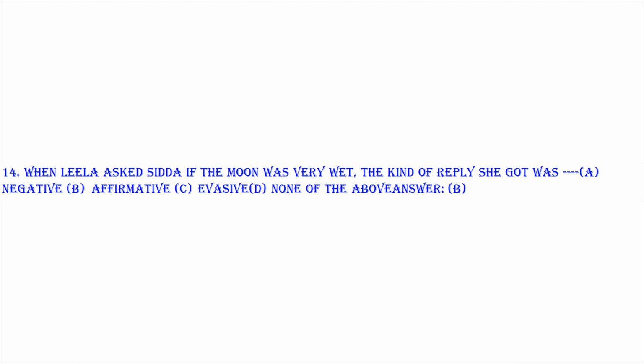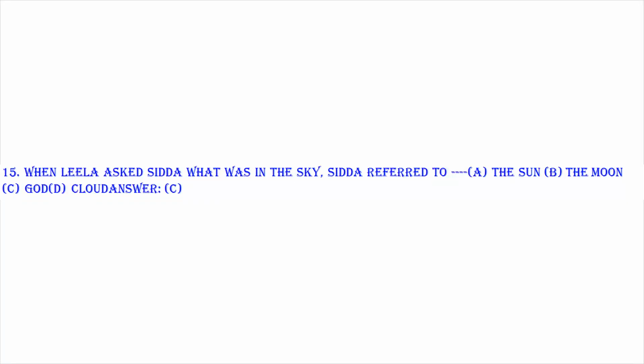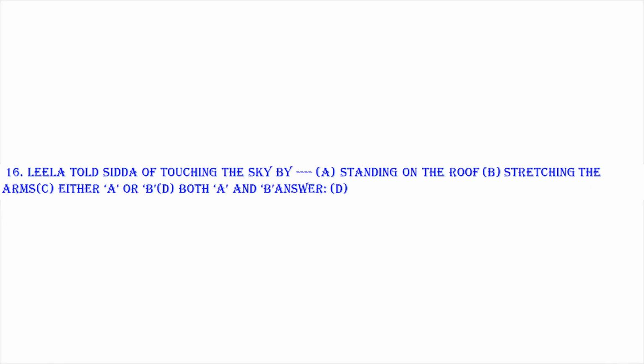Answer, B. 15. When Leela asked Siddha what was in the sky, Siddha referred to, A, the sun, B, the moon, C, God, D, cloud. Answer, C. 16. Leela told Siddha of touching the sky by, A, standing on the roof, B, stretching the arms, C, either A or B, D, both A and B.